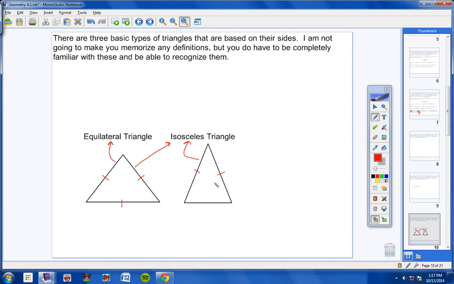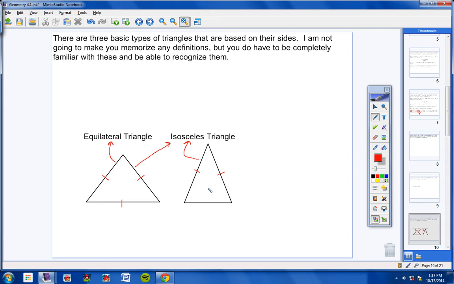Okay, students, take some really good notes on this. An equilateral triangle must have three congruent sides. An isosceles triangle has to have at least two congruent sides, but it can actually have more. That's totally okay. So equilateral, isosceles.